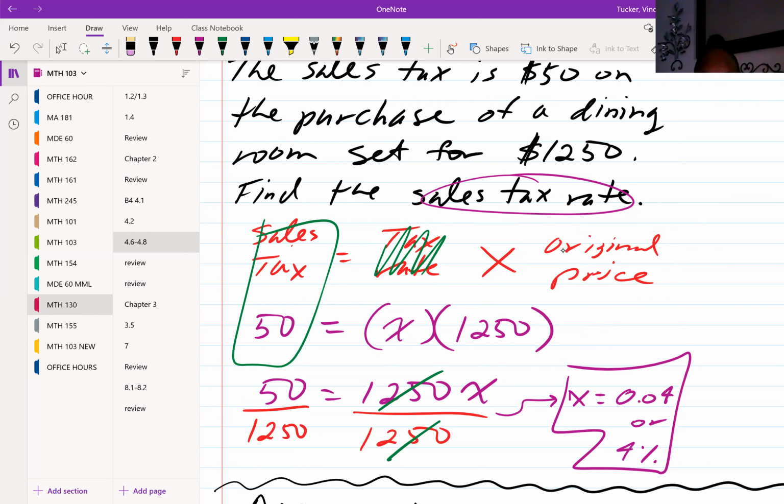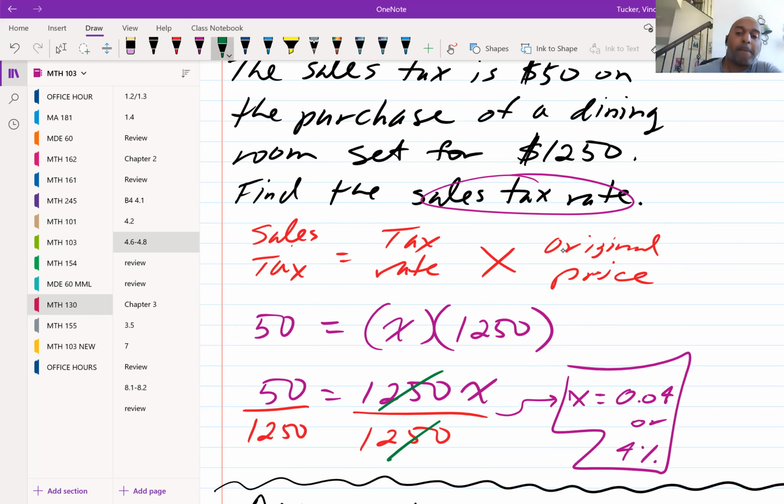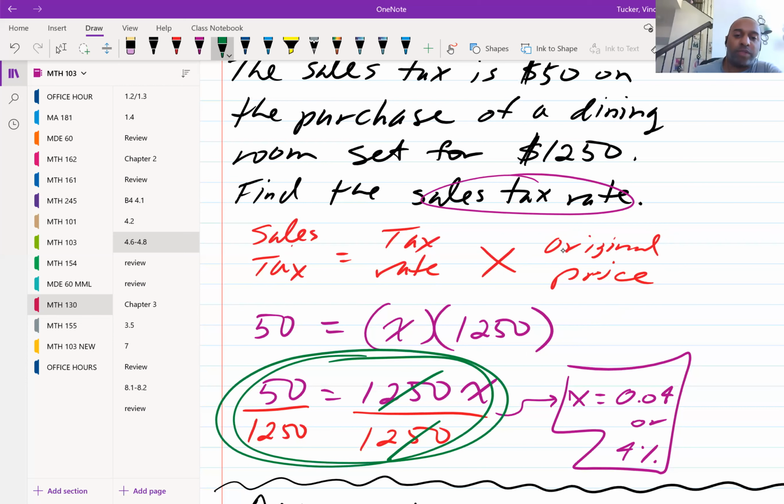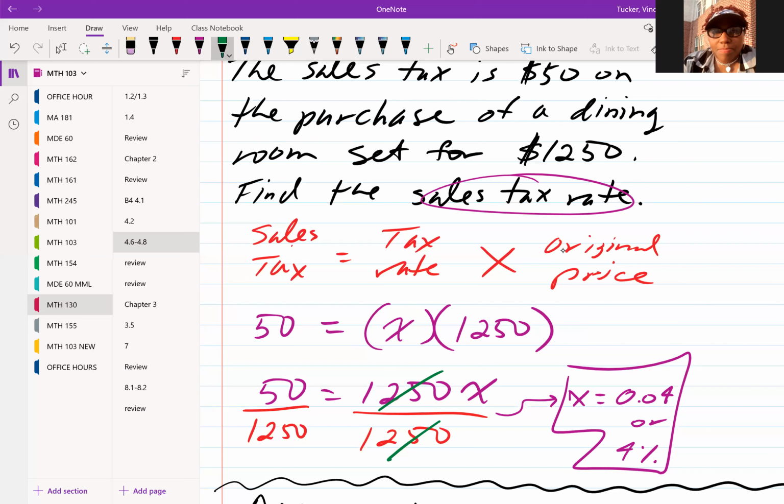So it's all about how we get the 0.04. What do we actually do to get it? Divide both sides by 1250, because that's what was beside the X. Okay, we divided both sides by 1250. Jot that down.